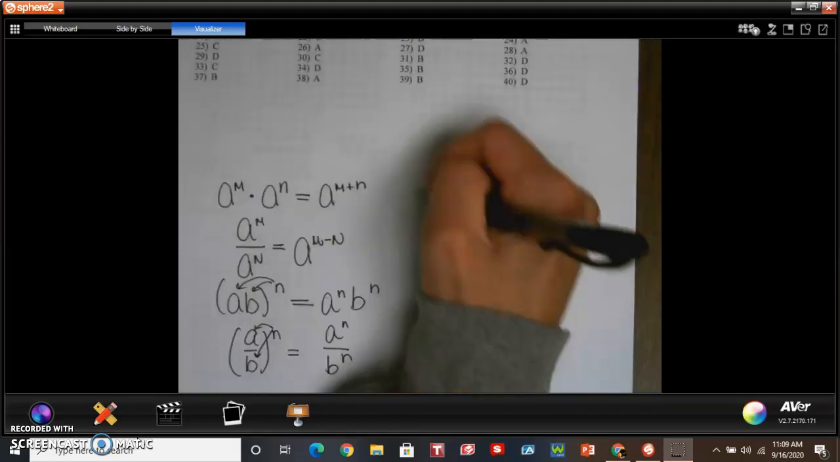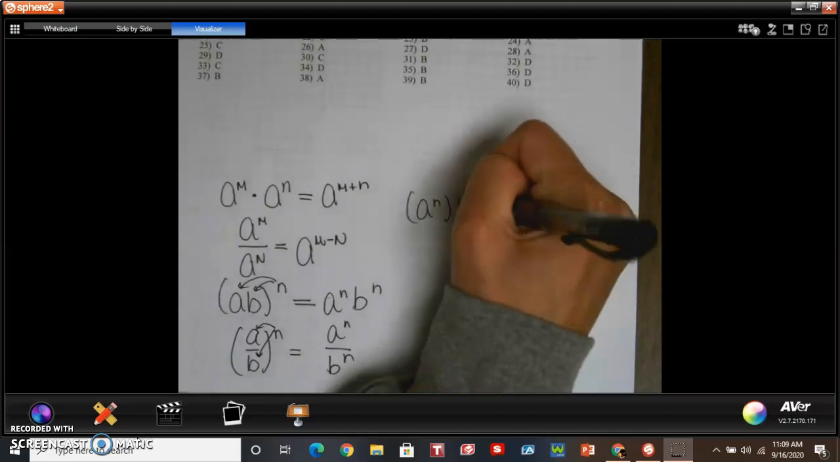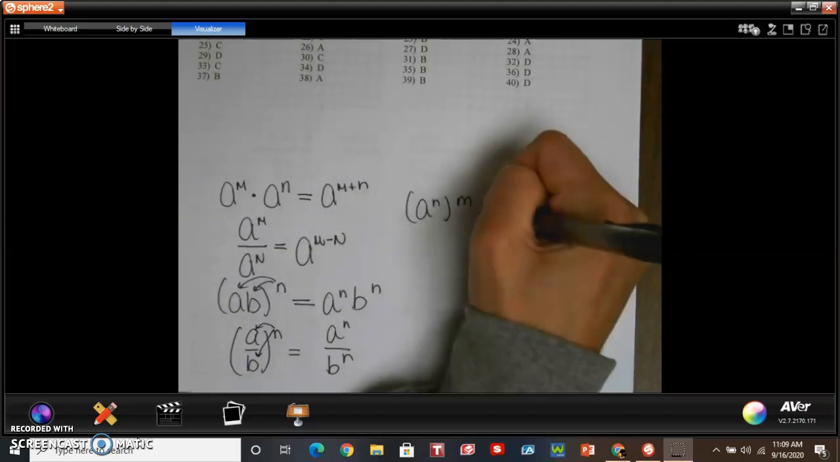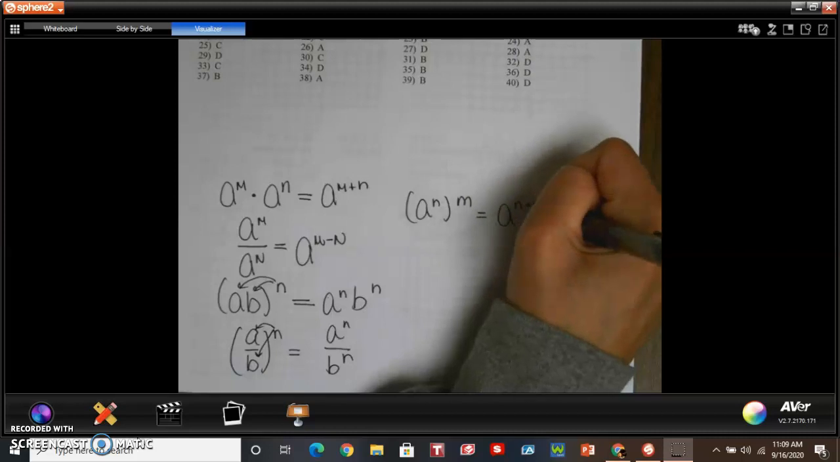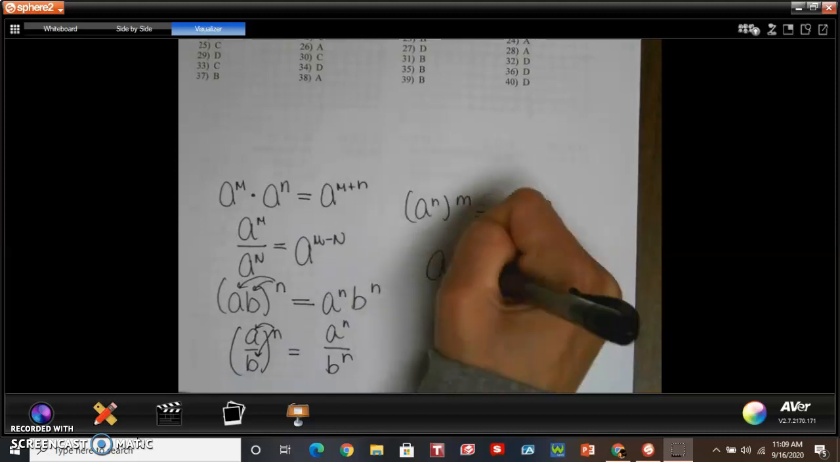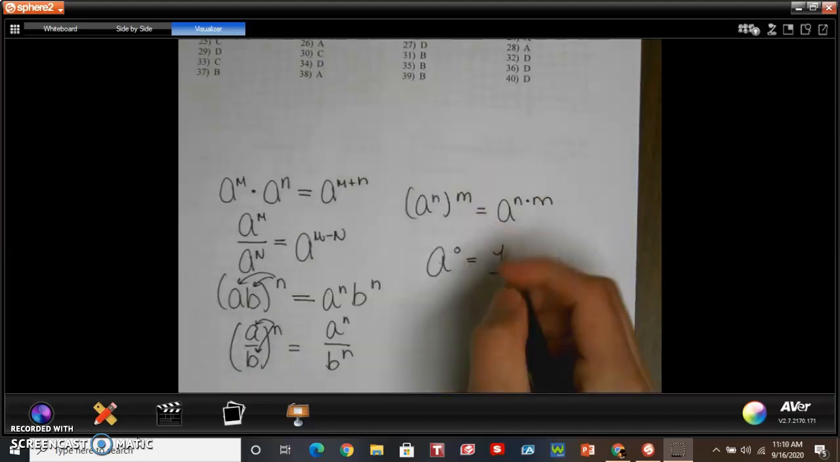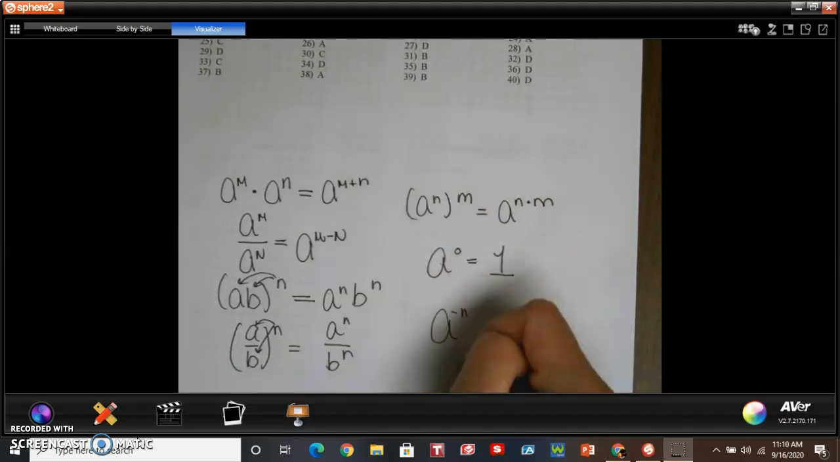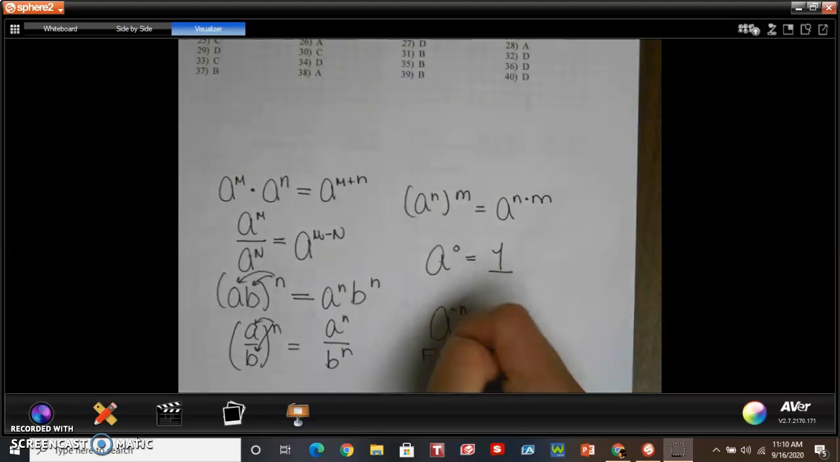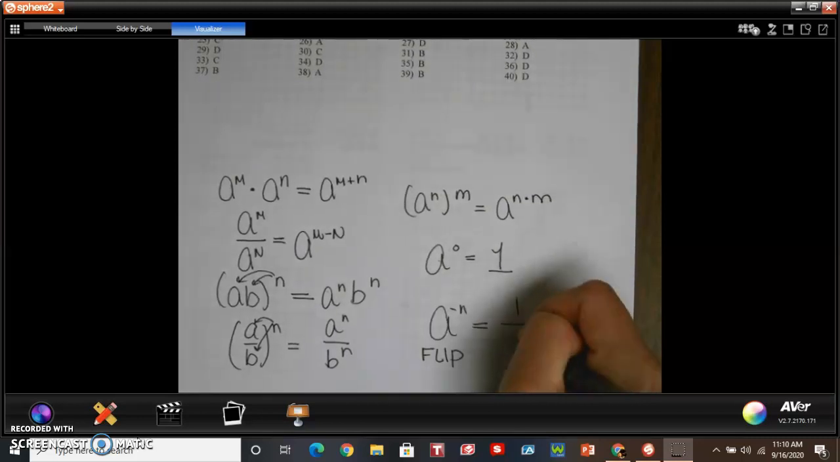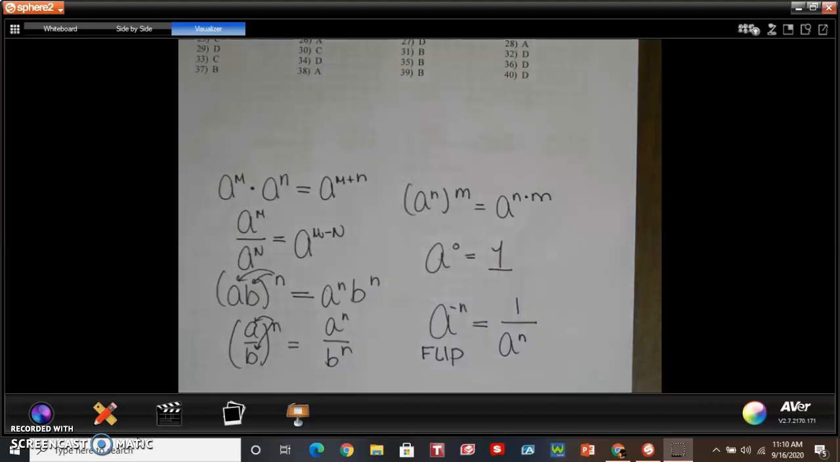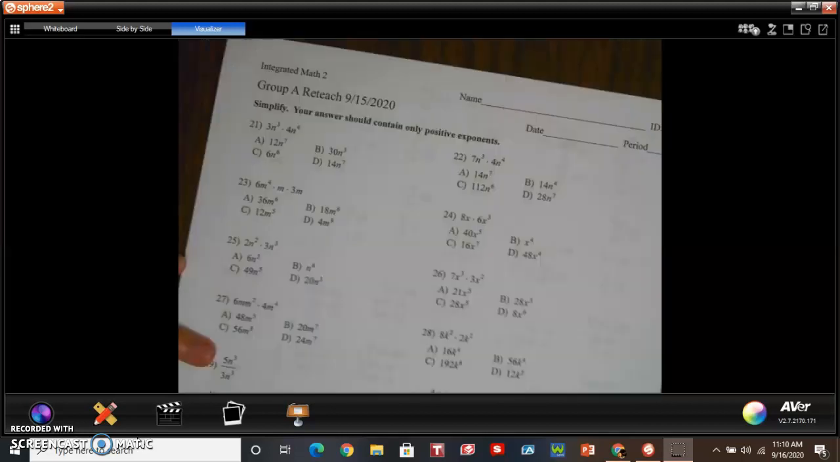What if you have a power to a power? Okay, you're going to multiply. What if you have a power of 0? Well, it's always going to be 1 no matter what. And what if you have a negative power? To make it positive, you flip. Like so. All right, so let's do a couple of problems together.